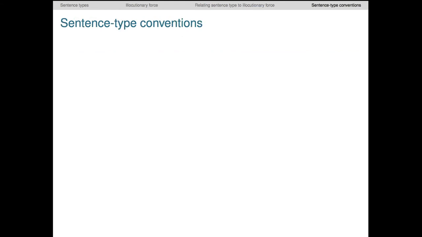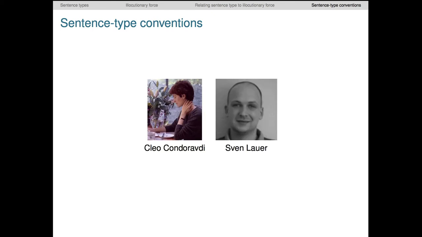So what we want is a theory that embraces all of this variation while still capturing the underlying regularities between clause types and intended illocutionary acts. I think we find such a theory in the work of Cleo Kondorovdi and Sven Lauer. Cleo is my colleague in Stanford Linguistics, and she and I co-advised Sven's Stanford thesis. Cleo and Sven have done groundbreaking work on the type-to-force connection. Their work clarifies the apparently messy situation we just explored.